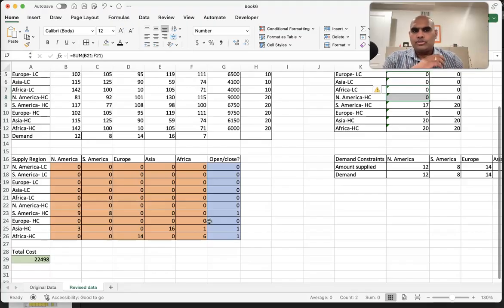This video is way too long, 40 minutes, so I'm going to stop here. I might do another couple of examples over a few weeks, but I will post those videos later. But this is the capacitated facility location.